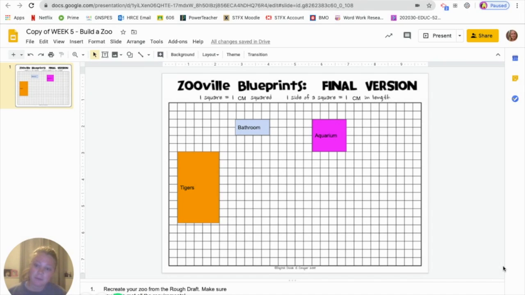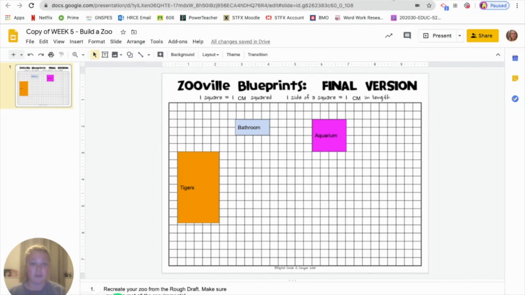Okay, so now that we've done a little bit of a mini lesson on area and perimeter for squares and rectangles, I'm going to show you guys how to apply that to our Build a Zoo project. So you're going to need to open your week 5 Build a Zoo, which I have open right here, and it has all my components that I needed for my zoo. You guys are going to have way more than this. I'm just using these 3 to show you how to complete the work for this week.